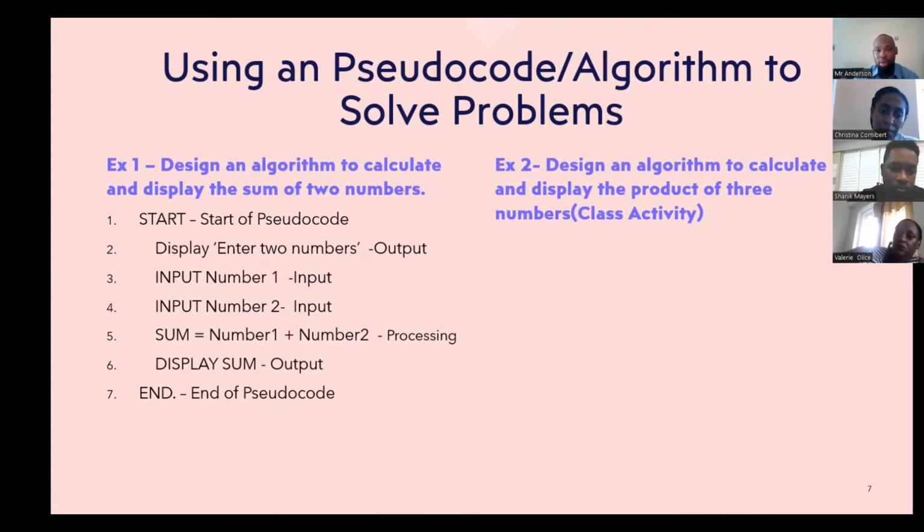Okay, let's do this one together. Example 2, design an algorithm to calculate and display the product of three numbers. What would be our first step? Start the pseudocode. Right. We want to start. So this will be our first line. Very good. So we start. What will be our next step?